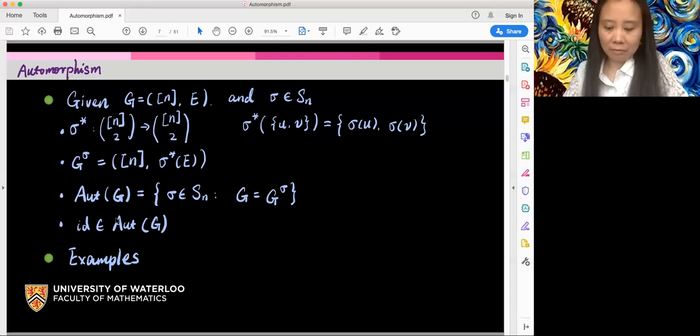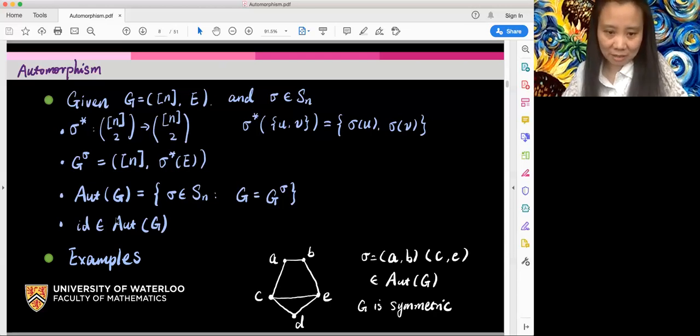Okay, just to show a few examples to illustrate the idea. So here you have a graph on 5 vertices, and clearly this graph is symmetric. If you swap A and B and C and E, where swap means just relabel those vertices, then you get back to the original graph.